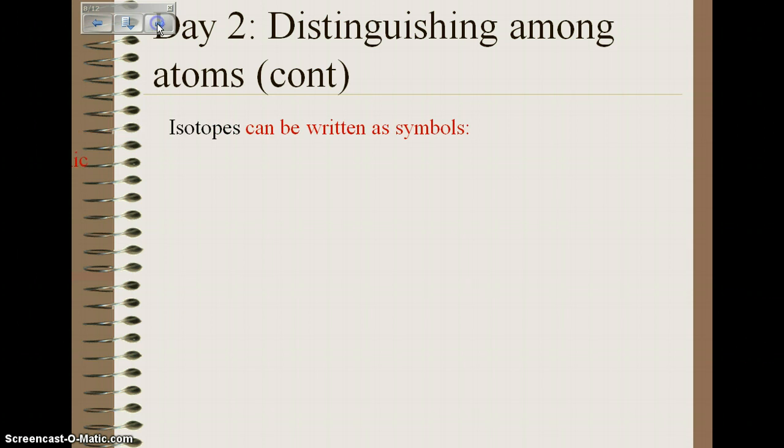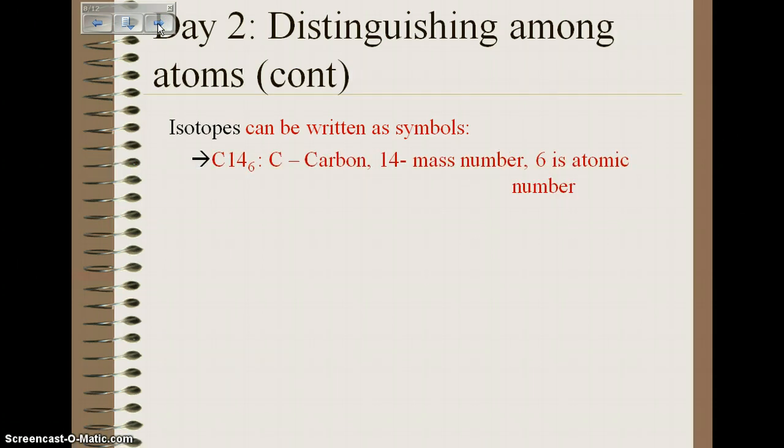Isotopes can be written as symbols. They can be written as this symbol here, with the element symbol for carbon being C, a 14 after it stating that it has a mass number of 14, and then a subscript 6 which tells its atomic number. At this time, I want you to write the symbol for chlorine 37.